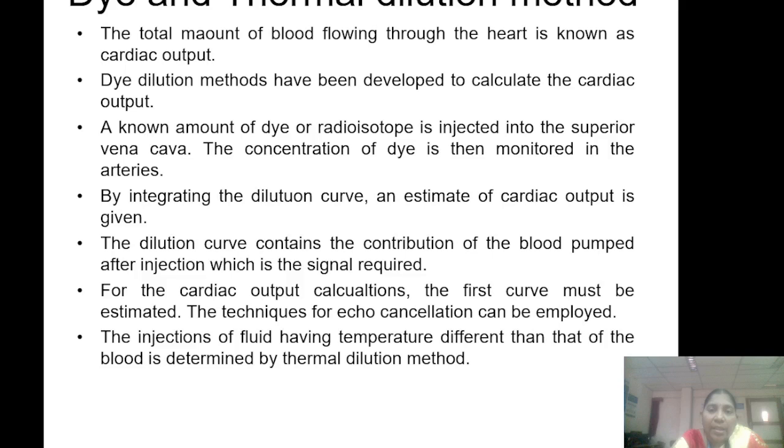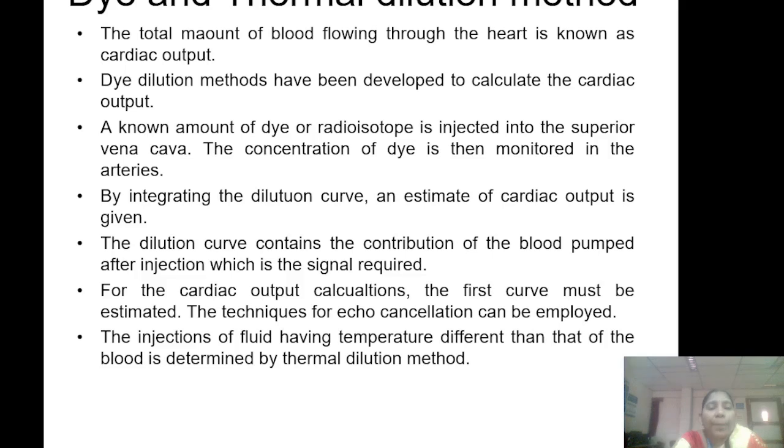The dye dilution method is also used to determine the cardiac output. In the dye dilution method, a dye known as cardio dye is injected by means of the superior vena cava, and this dye acts as a transparent medium, so that we can estimate the cardiac output by integrating the dilution curve. For cardiac output calculations, the first curve must be estimated.